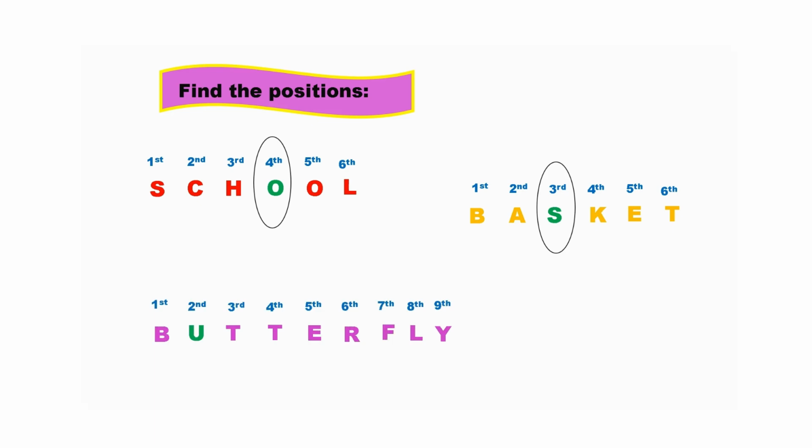Next, butterfly, B-U-T-T-E-R-F-L-Y, butterfly. How many letters are there? 1, 2, 3, 4, 5, 6, 7, 8, 9 letters are there. Among that, the one which is highlighted, it is in green color. That means U. So U is in which position? Second position. So this is how we find out the position or the place of the letters in a word.